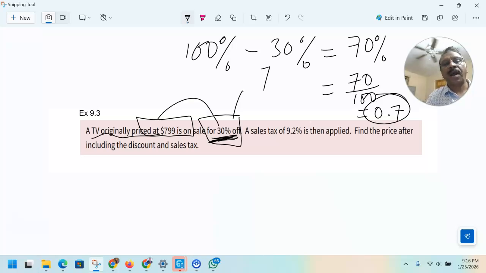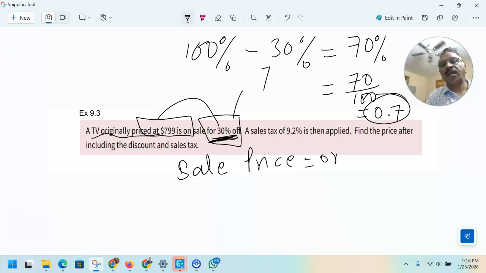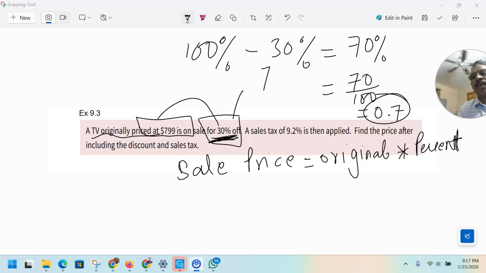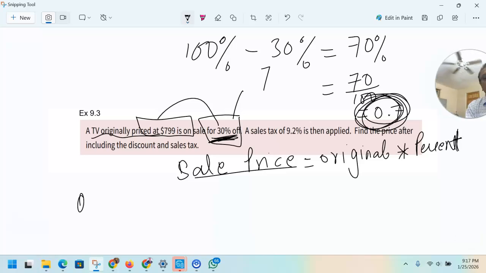That means if you want to find the sale price, your sale price is the original price multiplied by the percent you are paying. Because there is a discount, two things are happening. One is your sale price that I'm talking about, which comes from the original price.